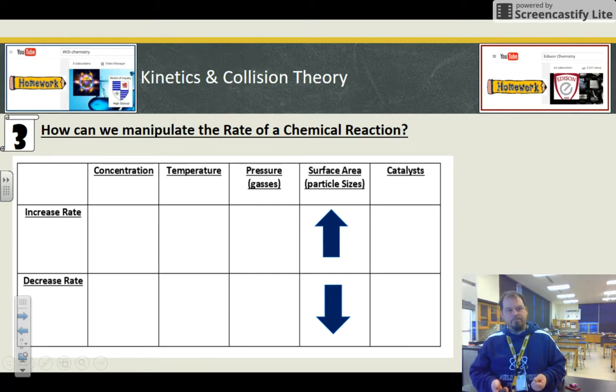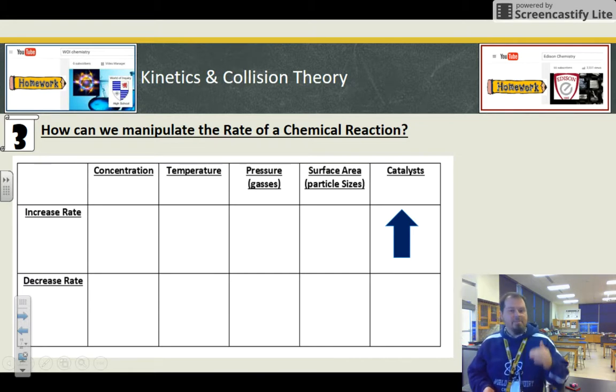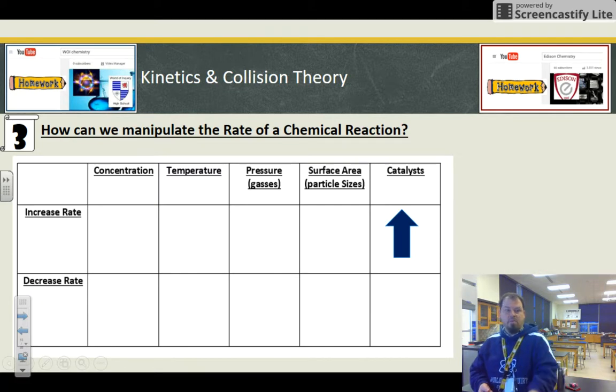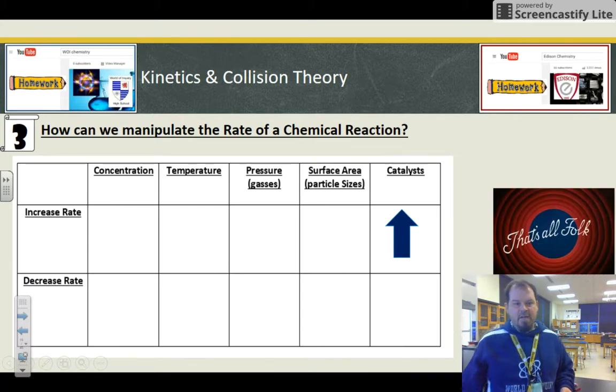Catalysts. Adding the right catalyst will increase the reaction rate by lowering the activation energy. That's it, because guess what? There is no decreasing for catalysts. Catalysts do one thing and one thing only. They lower the activation energy. Got it? So that's it.